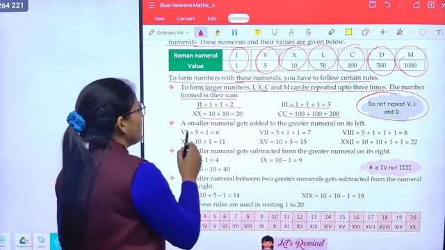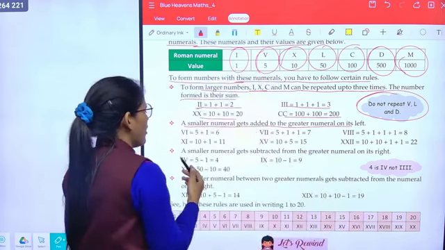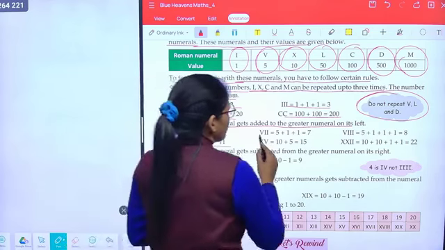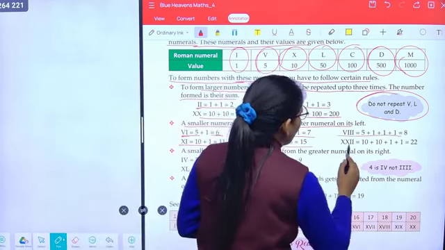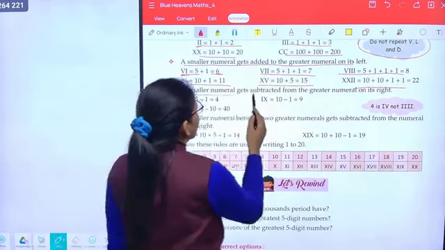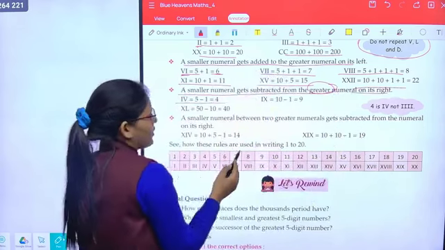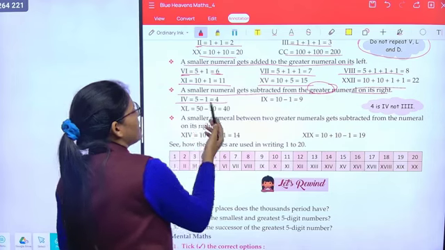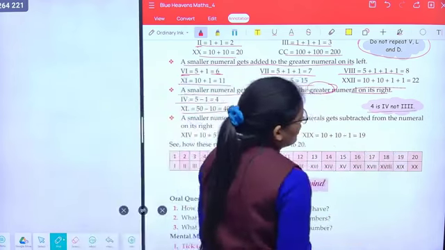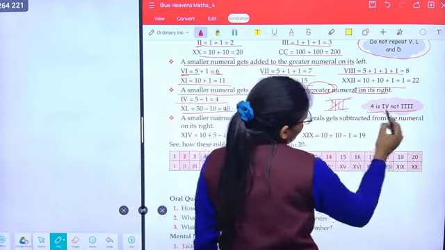A smaller numeral gets added to the greater numeral on its left. On its left, 5 plus 1, 6, 11, 7, 15, 8 and 22. Now a smaller numeral gets subtracted from the greater numeral on its right. On its right, 5 minus 1, 4, 50 minus 10, 40, 9. Now 4 cannot be written 4 times like this.